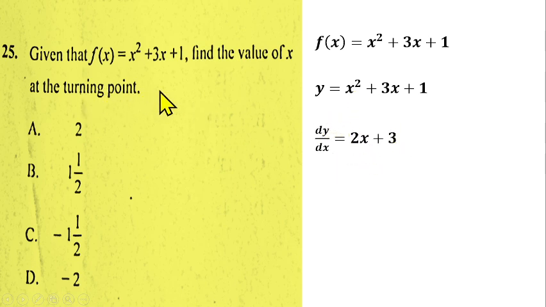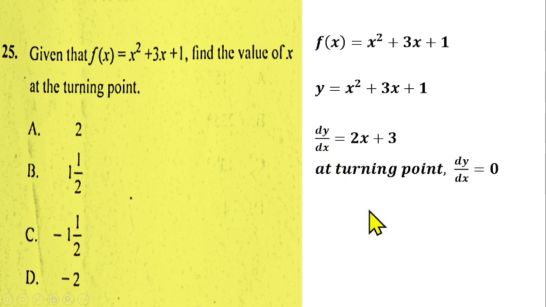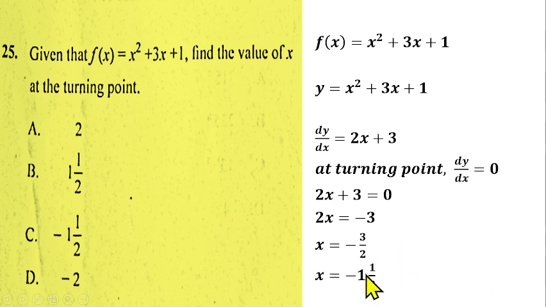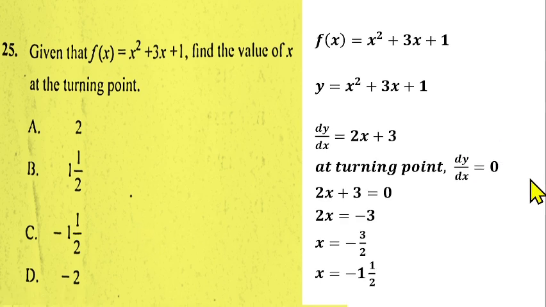At the turning point of a curve, the gradient is equal to 0, and the gradient means the dy/dx. So at the turning point, the dy/dx is equal to 0. If you put that here, you have 2x plus 3 equals 0. Collect like terms: 2x equals minus 3. Divide both sides by 2. You have minus 3 over 2, and that should give us minus 1 and 1/2, which is option C for question number 25.